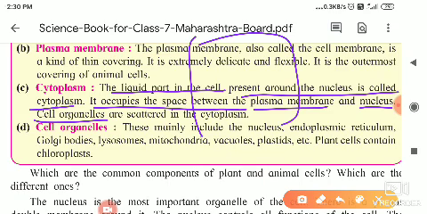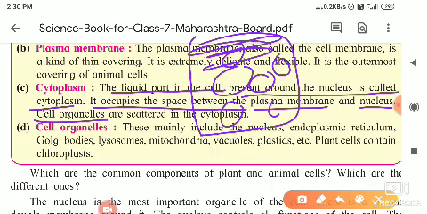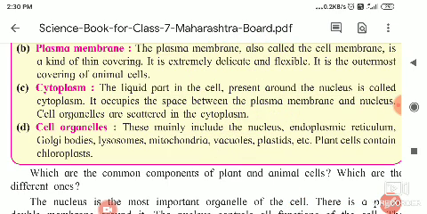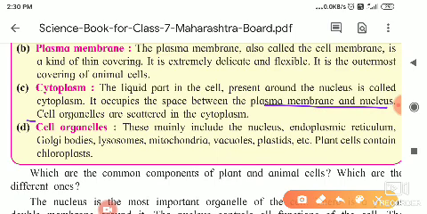Suppose this is our cell. Except for the nucleus, vacuoles, Golgi complex, and the cell wall, the remaining part is occupied by the cytoplasm. It occupies the space between the plasma membrane and the nucleus. Cell organelles are scattered in the cytoplasm.